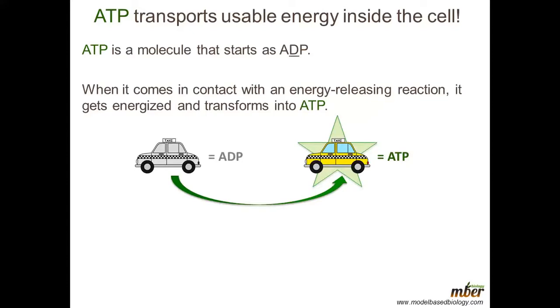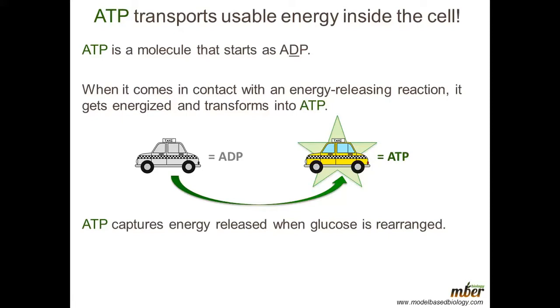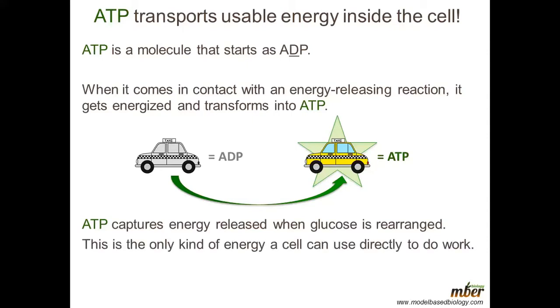So if you want to think about this in terms of taxi service, we've got the ADP here, and it's not really on duty, but it's around. But when it comes into contact with the energy releasing reaction, boom, it goes on duty and it starts bringing energy to the different parts of the cell that is needed. So the ATP captures that energy released when the glucose is rearranged. This is the only kind of energy a cell can use directly to do work.